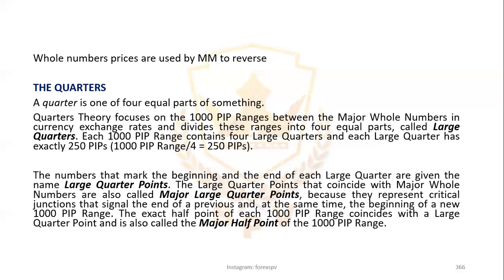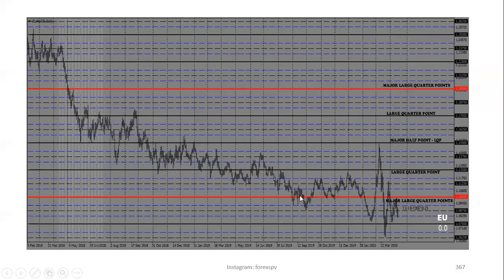And we have those numbers which coincide with the major whole numbers, which mark the end and the beginning of the 1,000 pip range. We call them the major large quarter points. And this is an example here.